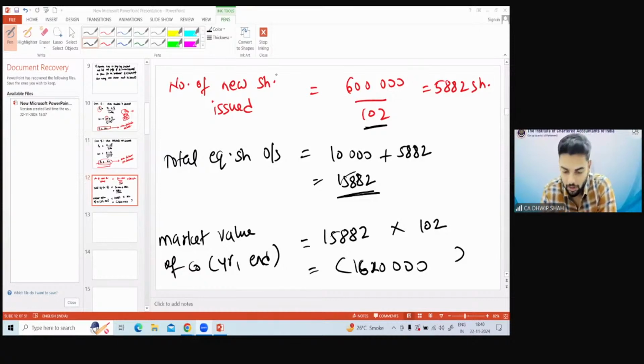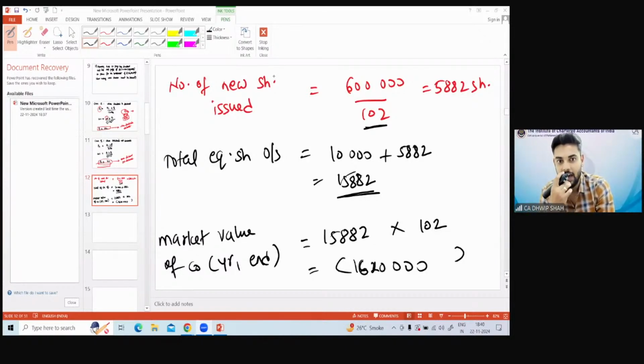Riddhi, you are wrong. Wow, 6 lakh. You have just considered the new shares issued, but the already existing 10,000 shares are there in the company. So you have to consider that as well. Yeah, no worries. I was just explaining your error. So this is the market value of the firm when dividend is declared.